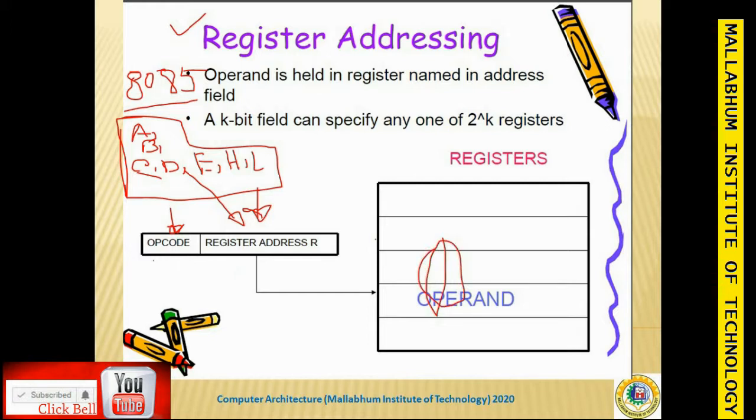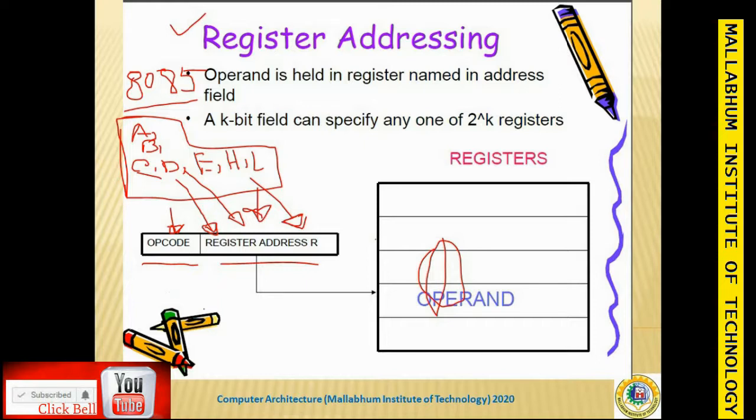So here the main theme is that this is your opcode and this is your operand. In the operand, rather than memory or immediate data, we specify the operand in terms of an internal register of the machine. That is the main theme here.